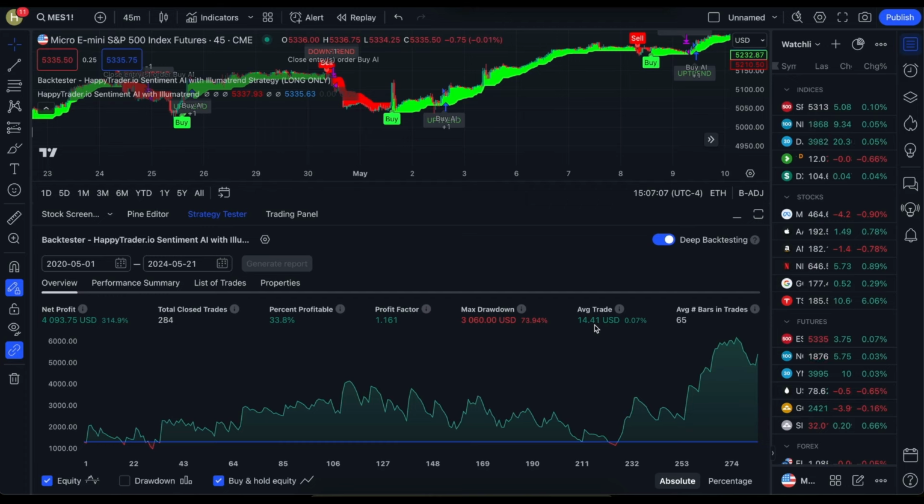Well, you can see over here, the average trade is $14, 0.07% on this small account. What's unique about Happy Trader is that you can have a very low win rate and a high drawdown, but if you have your hedge in place, your core position is going to be able to create a major outsized return. And you can see that with this multi-year back test, 314.9%.